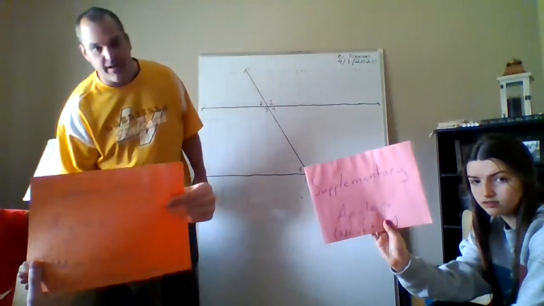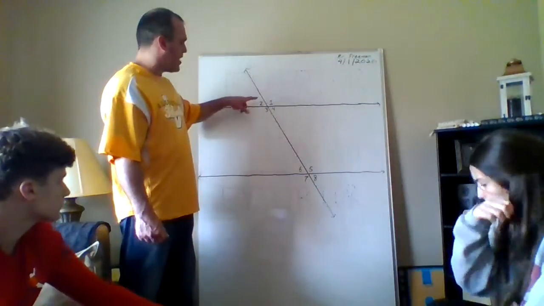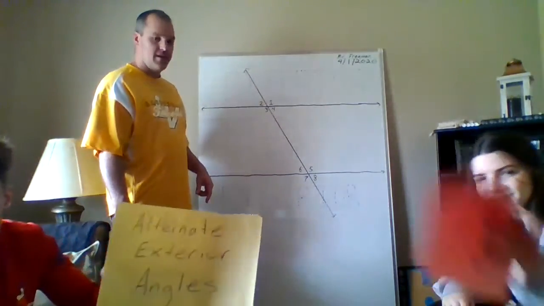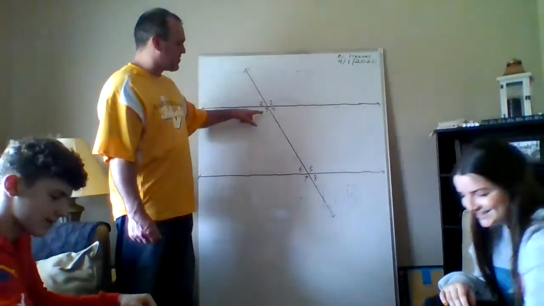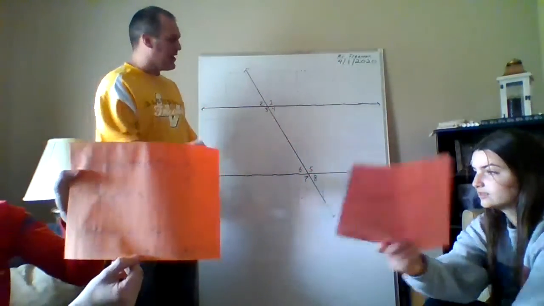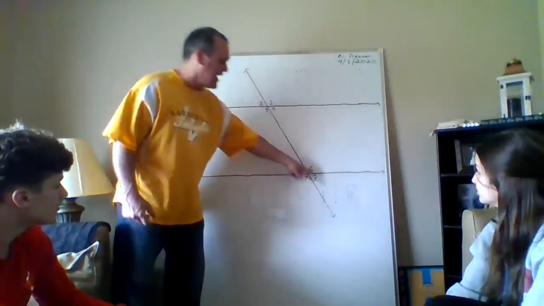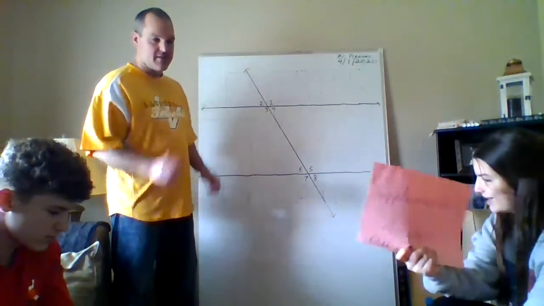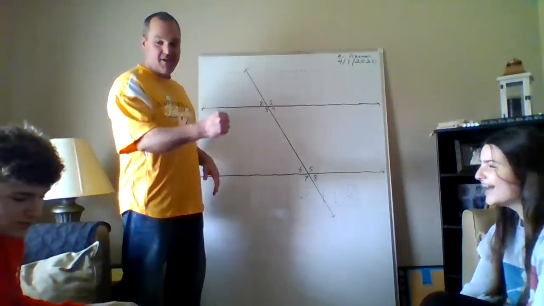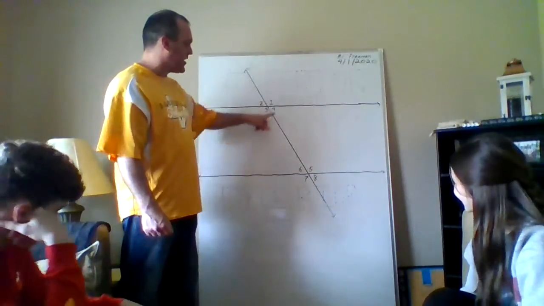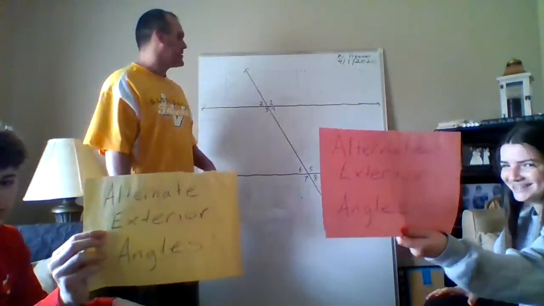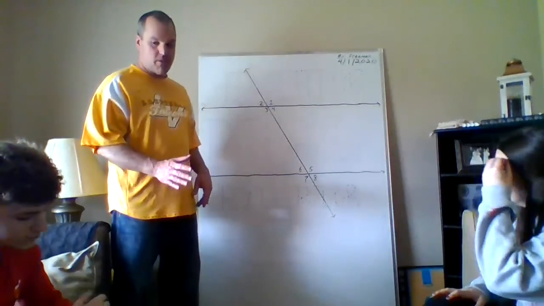You both have supplementary? Okay, we're getting really good now. What about 1 and 7? Exterior. 3 and 4? Supplementary, right? Getting good. How about 1 and 8? No relation. Good, I tried to trick you on that one. But I could have said 1 and 7. What would those be? Alternate exterior angles. Okay, feel pretty comfortable with what we learned today.